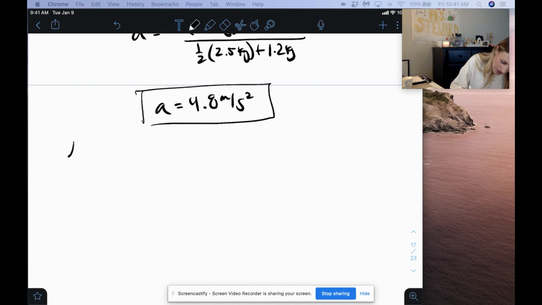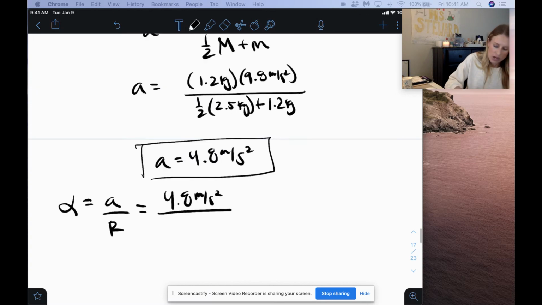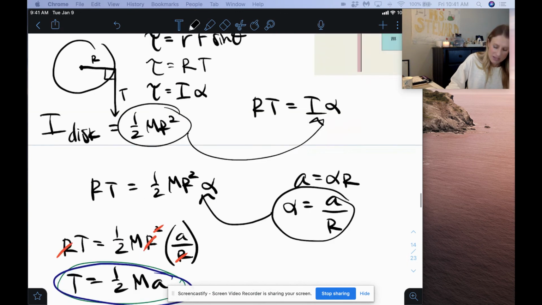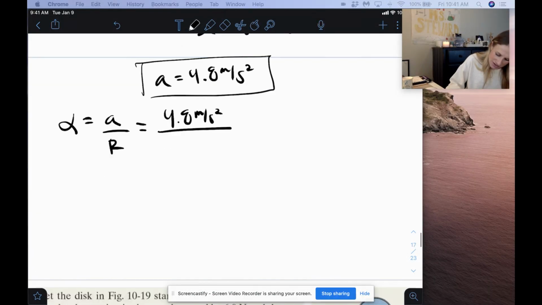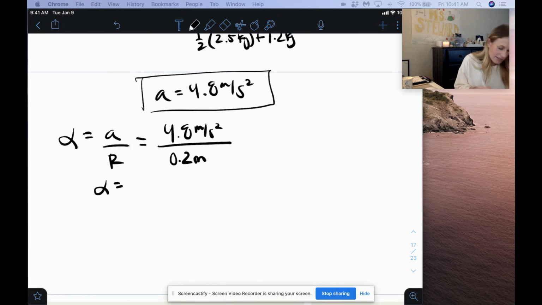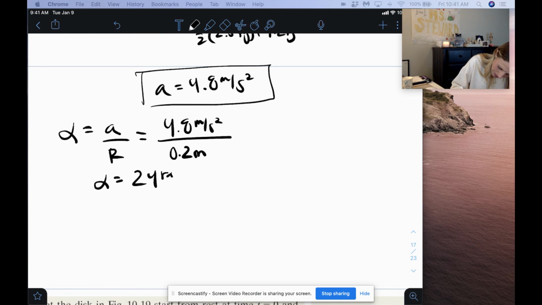Angular acceleration, of course, is just going to be this linear acceleration divided by radius. So that makes it a little bit easy to just plug in numbers. We get 4.8 meters per second squared divided by the radius, which was 20 centimeters right here. So that 20 centimeters, of course, we want in meters. So that is going to be 0.2 meters for our radius. So we get 4.8 divided by 0.2. The angular acceleration ends up being 24 radians per second squared.